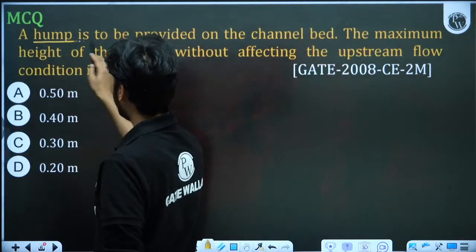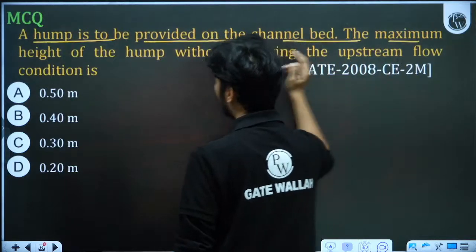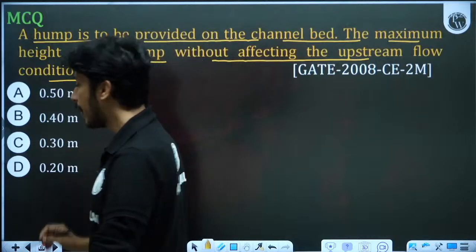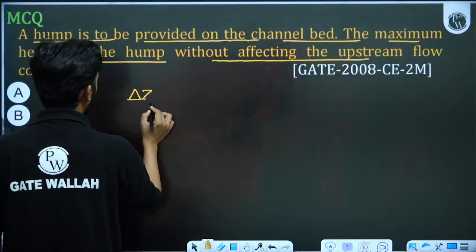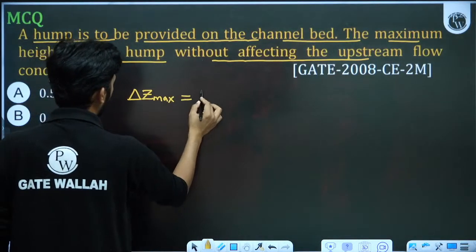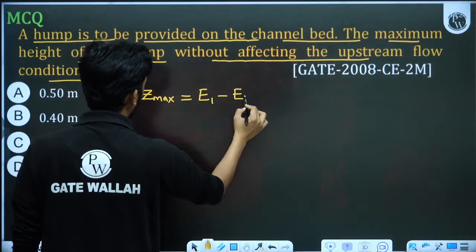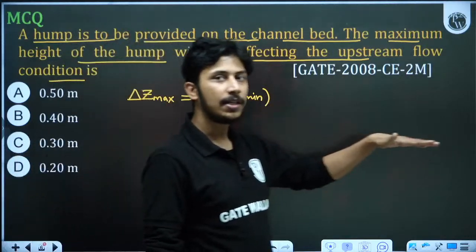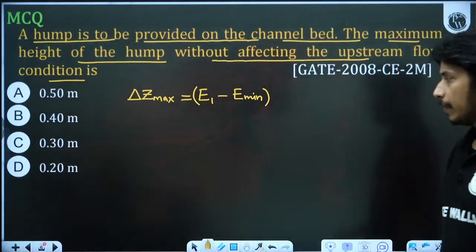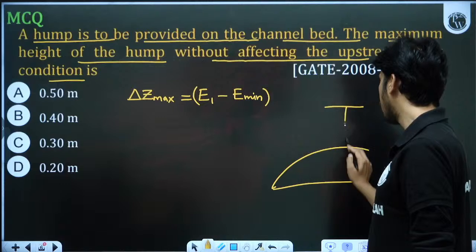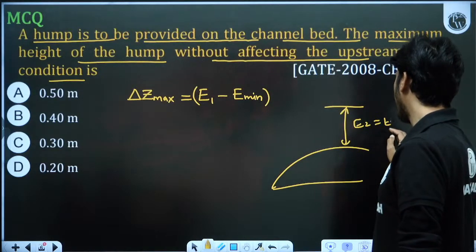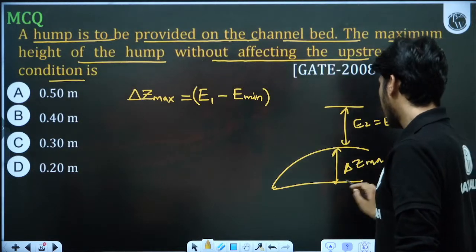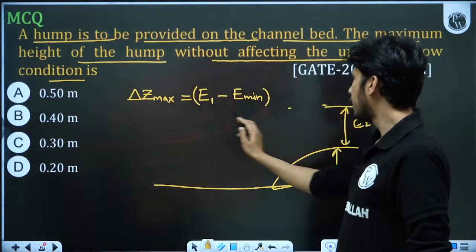Now it is asking that a hump is to be provided on the channel bed, the maximum height of hump without affecting the upstream flow condition. I have told you the formula for the maximum height of hump in the last class also. Whenever you have to calculate delta Z max, it is equal to E1 minus E minimum, because at section 2 the specific energy will be minimum. When at section 2 the specific energy is reduced and it is getting minimum, that is the maximum height of hump. Maximum height of hump is that height where at section 2 the specific energy E2 is equal to E minimum. At this time we will call this delta Z as delta Z max. So if we are making the hump very high now, at section 2 what will happen? This is E1.